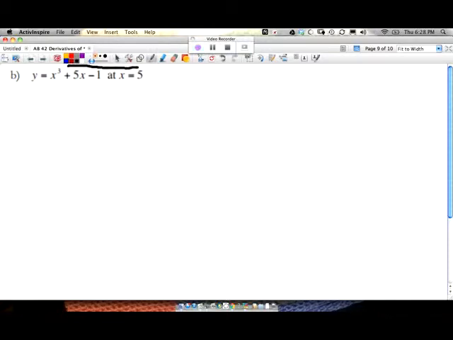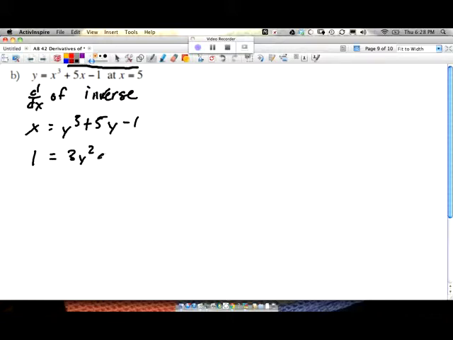So let's go through this same process. First, we got to switch x and y because it's asking for the derivative of the inverse. Well, the inverse function means we switched x and y. So x equals y cubed plus 5y minus 1. No problem, right? Now take a derivative all the way across. We got 1 equals 3y squared dy dx plus 5 dy dx.